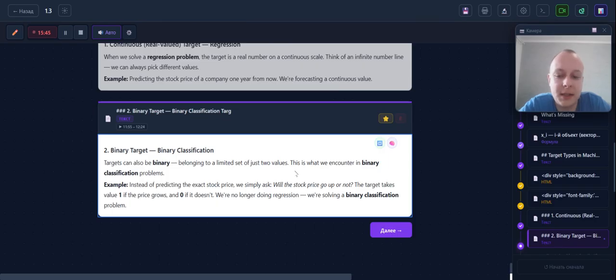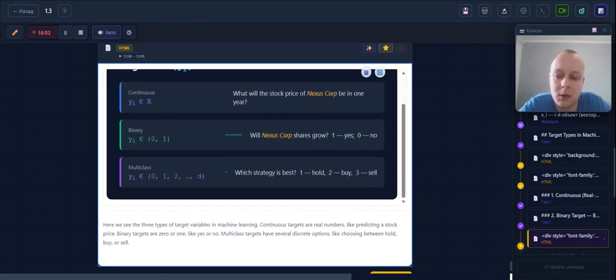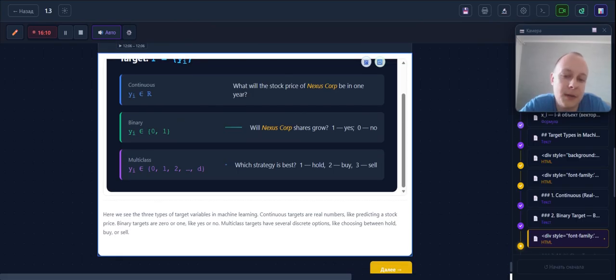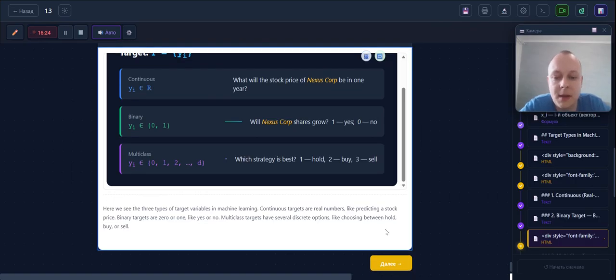So instead of predicting the exact value of the price, we will just ask, will the stock price go up or not? Will the company default or not? And we will get a one or zero answer. This is binary classification. The third type of target is multi-class target. If binary is not enough and we want more answers than just two, this is the case. Which strategy is the best? For example, in the stock market, to hold, to buy, or to sell. This is an example of multi-class target.